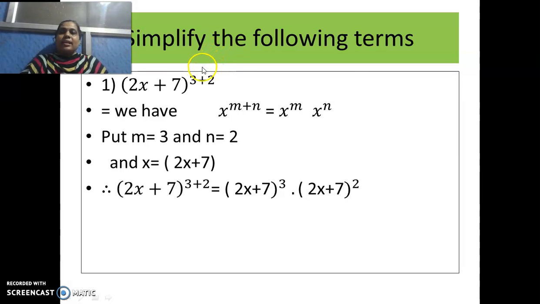In applied mathematics, I take a function example. What is that? 2x plus 7 raised to 3 plus 2. So here x raised to m plus n is equal to x raised to m into x raised to n. I put m equal to 3 and n equal to 2 in the above expression, and x is obviously 2x plus 7, that is our linear function. So 2x plus 7 raised to 3 plus 2 is equal to 2x plus 7 raised to 3 into 2x plus 7 raised to 2. The base is the same and the index changes.